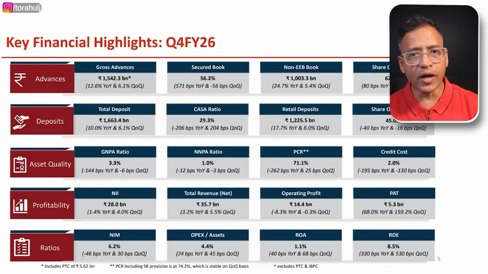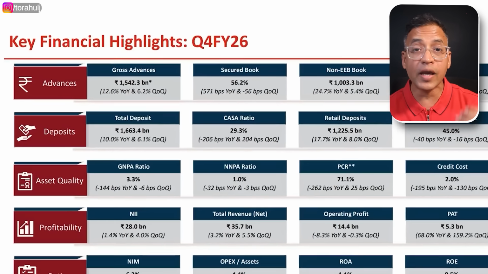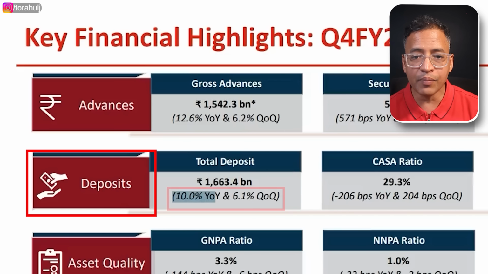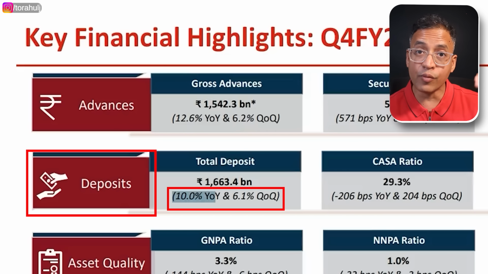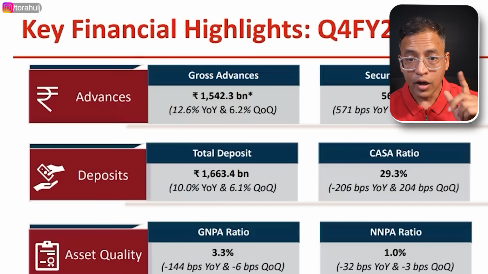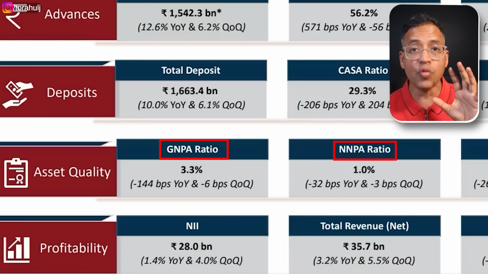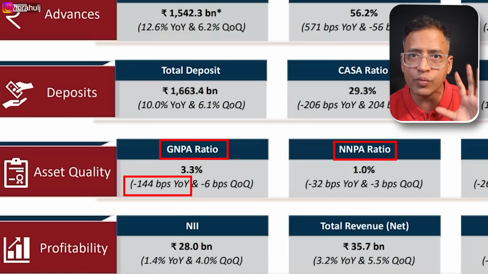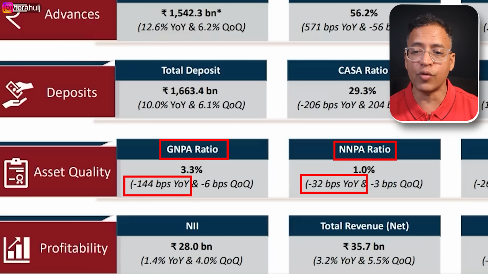If I open it up and read what is happening in the KPIs of this particular bank, first of all, the deposits have grown by 10%. In the previous quarter, we saw that the deposits were declining. So this is a good story, a turnaround story potentially. The gross advances have also grown by around 12.6%. Look at the GNPA and NNPA, which is the asset quality of a bank. Here, the GNPA has reduced by 144 basis points. That's a huge improvement. Net NPAs have also dropped by around 32 basis points. That's a very, very good improvement in the quality of this bank.